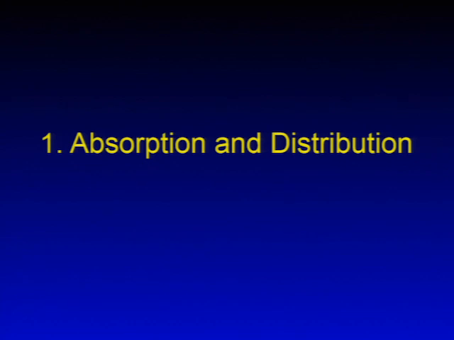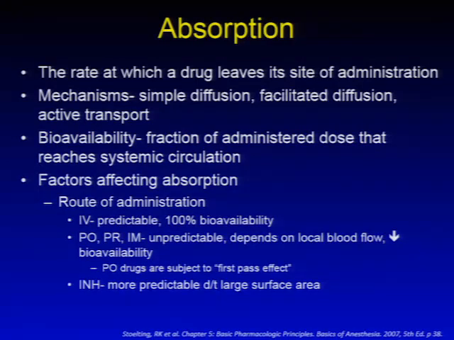So we'll start with absorption and distribution. Absorption is the rate at which a drug leaves its site of administration. This can be through simple diffusion, facilitated diffusion, or an energy-requiring process such as active transport. A similar term is bioavailability, which is the fraction of the administered dose that reaches the systemic circulation. There are a number of factors that affect how completely a drug is absorbed and thus its bioavailability.